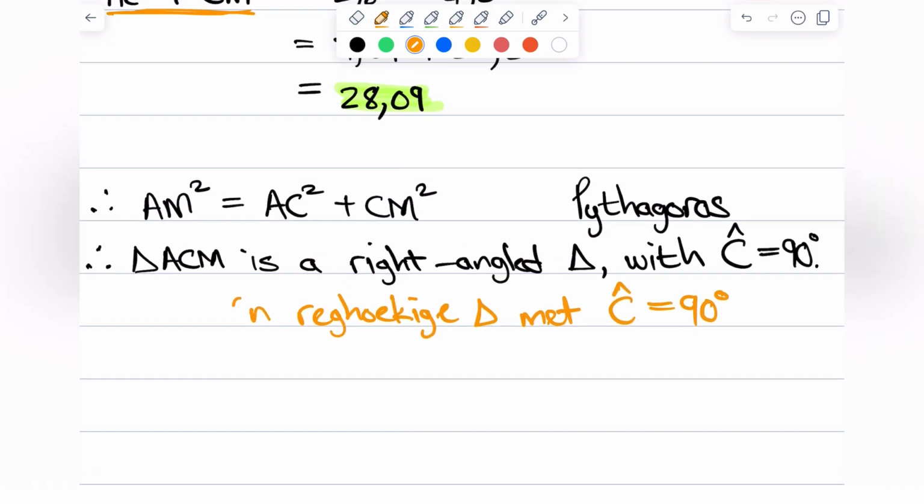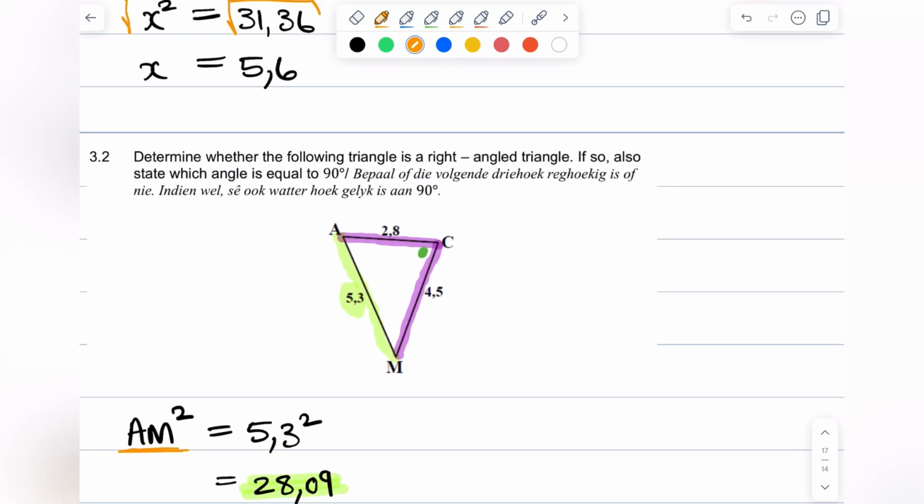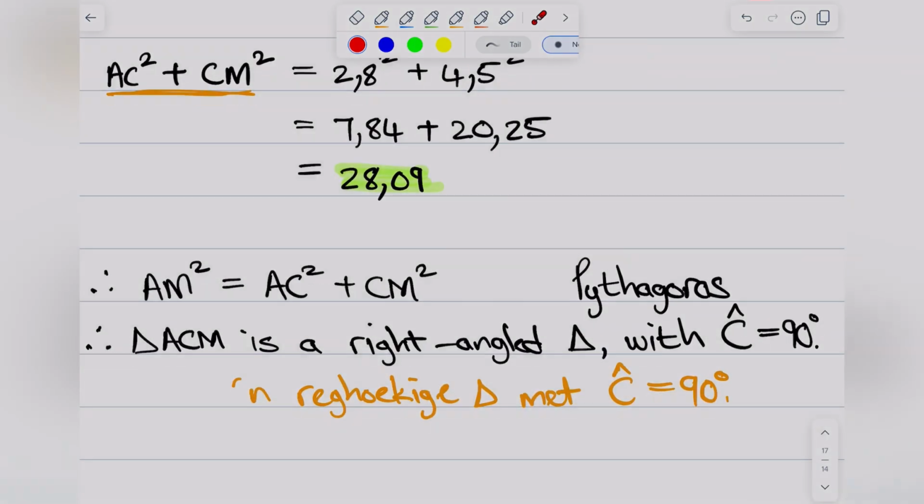And that is then the end of our proof. We have shown that the triangle ACM is a right angle triangle, and we have also stated which angle is equal to 90 degrees, so we have answered the question in full.